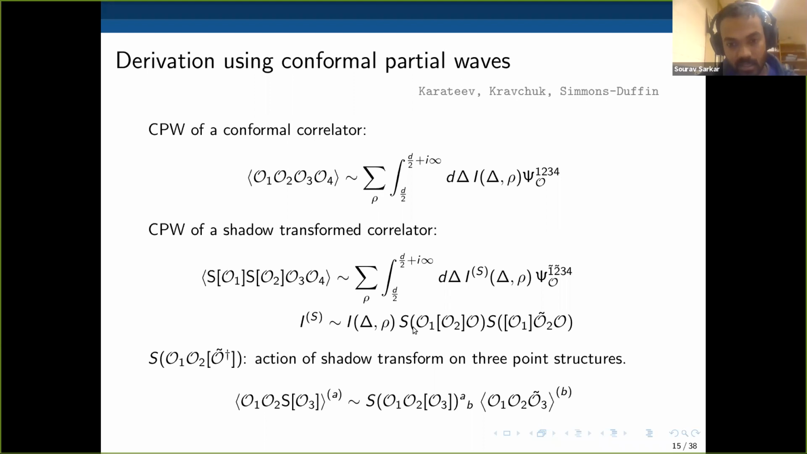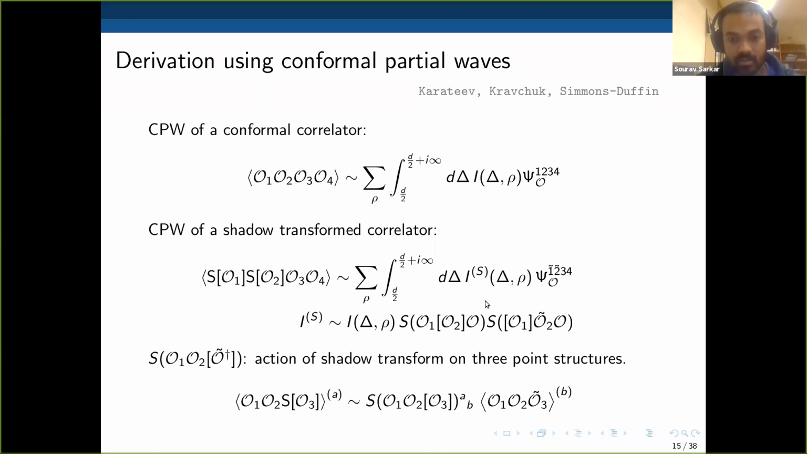What this coefficient is, it gives the action of the shadow transform on 3-point structures. So in general, if we take a 3-point structure, this A here, we have many tensor structures, so let's say one particular one of those. Now, when we act with the shadow transform on one of the operators, in general it will give me a combination of multiple structures, and this coefficient S, this matrix, gives a map between these two bases of structures.